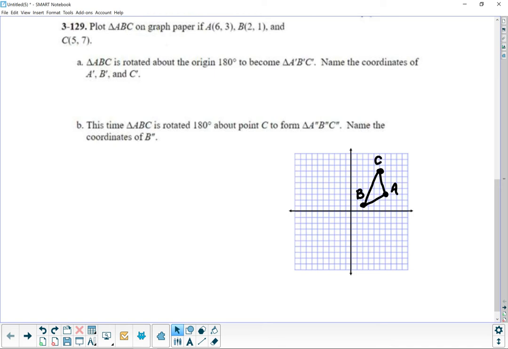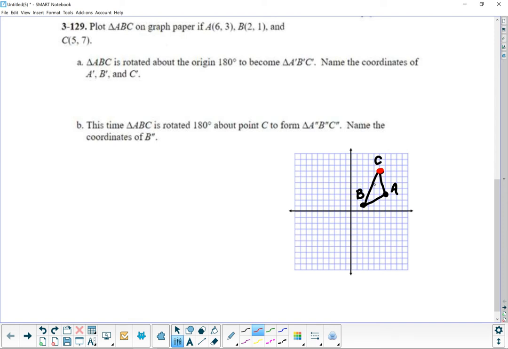Okay, part B. This time triangle ABC is rotated 180 degrees about point C to form A double prime, B double prime, and C double prime. Name the coordinates of B double prime. And so from here, the direction is we're going to take this as our point of rotation and we're going to rotate it around.